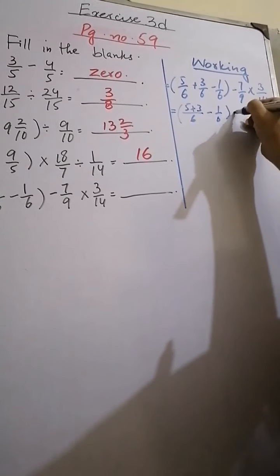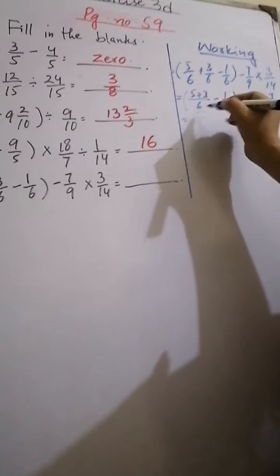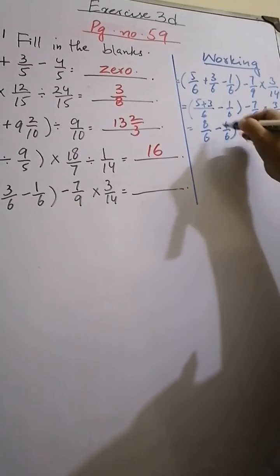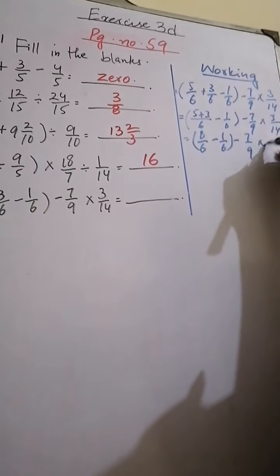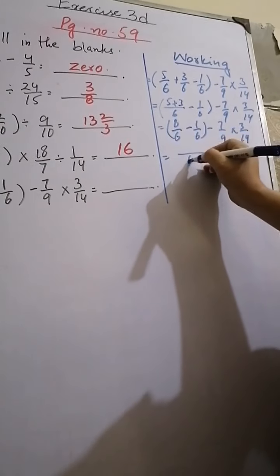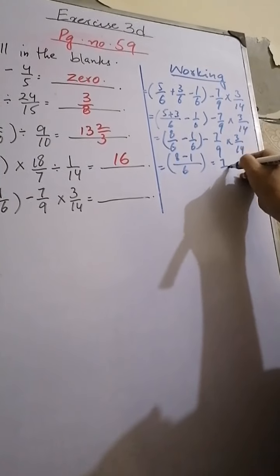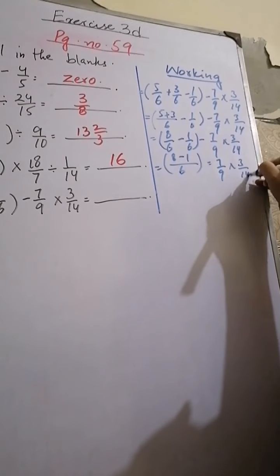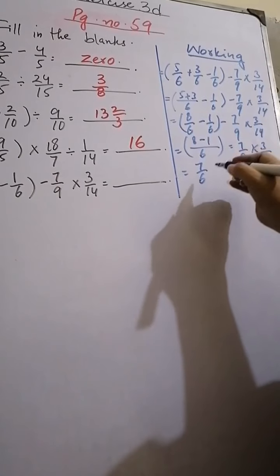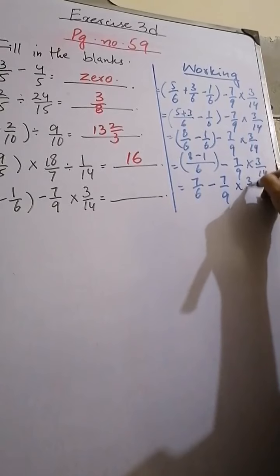Minus 1 by 6 as it is, and 7 by 9 is as it is, and 3 by 14 is as it is. So 5 and 3, 8 by 6 minus 1 by 6 minus bracket is here, 7 by 9 multiply 3 by 14, right? It's 6 LCM, 8 minus 7, the bracket will not be opened yet, it's 7 by 6. Now my bracket will open, minus 7 by 9 multiply 3 by 14.